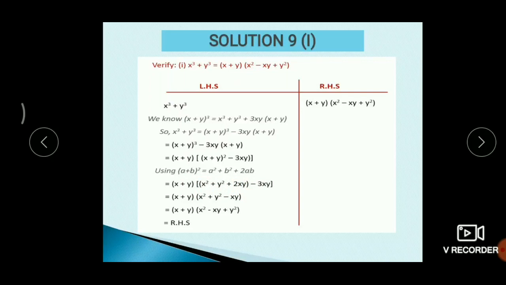Now solving it, I got x plus y multiplied by x square minus xy plus y square, which is the right hand side of this given polynomial, right? So basically I will call it an equation, because we have a left hand side and a right hand side. So hence from the left hand side we have proved the right hand side.